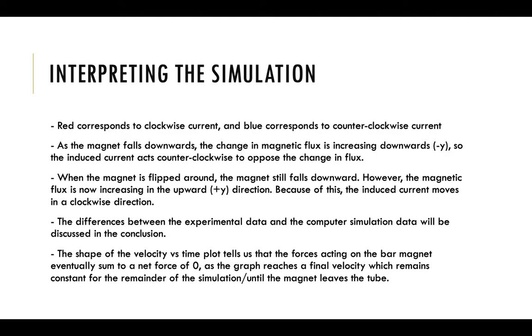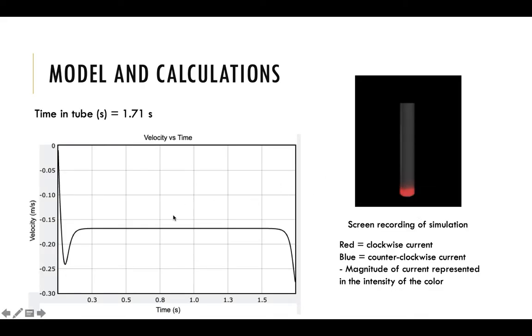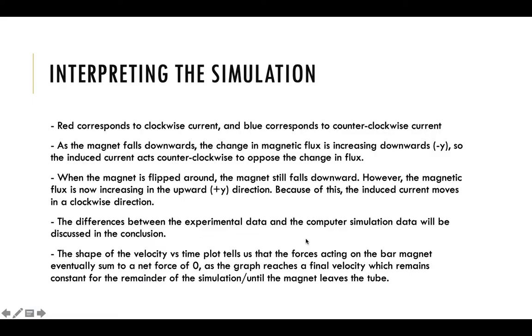The shape of the velocity versus time plot tells us that the forces acting on the bar magnet eventually sum to a net force of 0, as shown in this plot when the velocity reaches a flat line. It is constant. The final velocity is constant for the remainder of the simulation, or until the magnet leaves the tube.